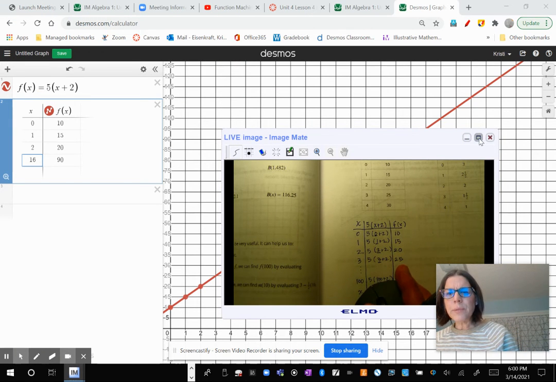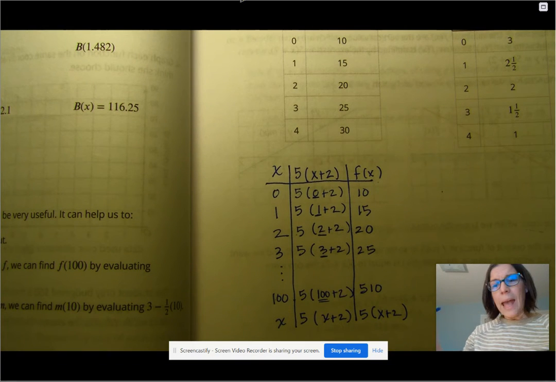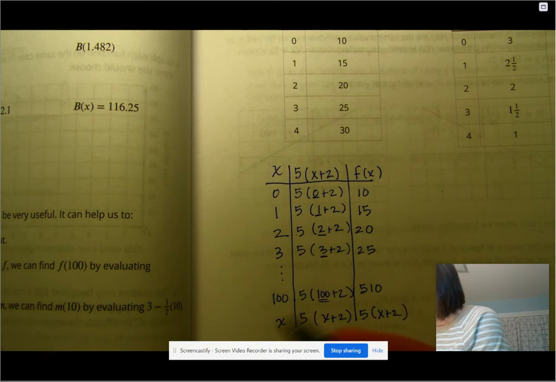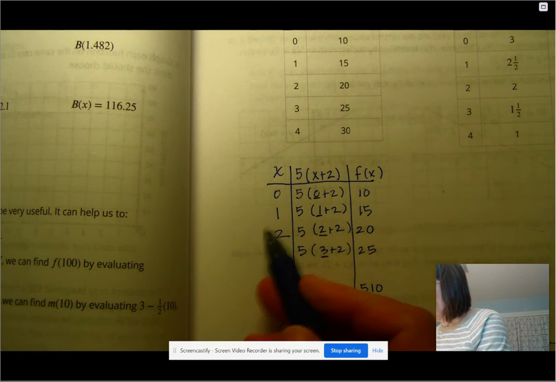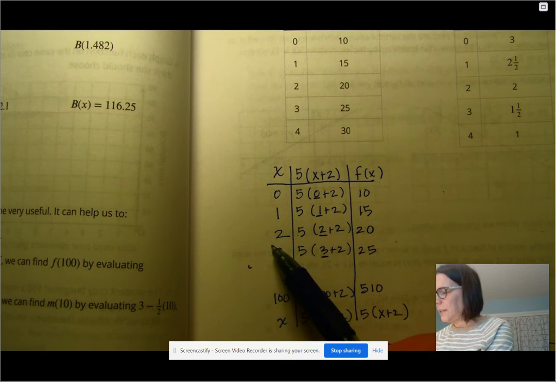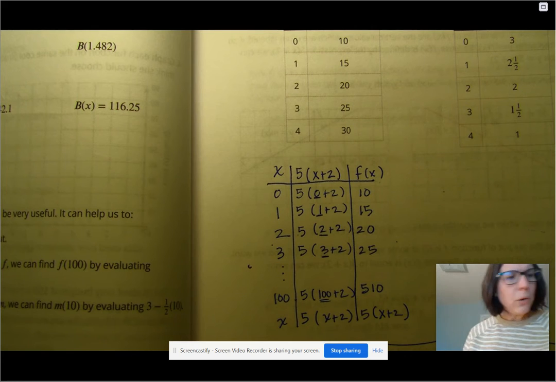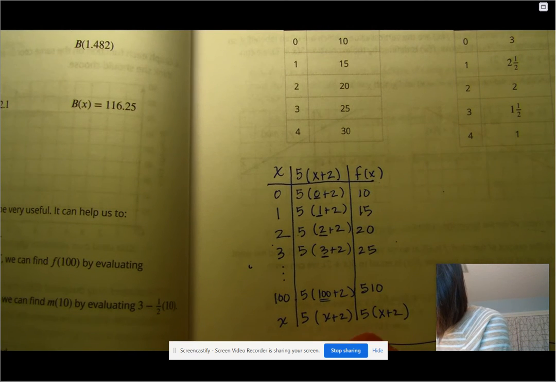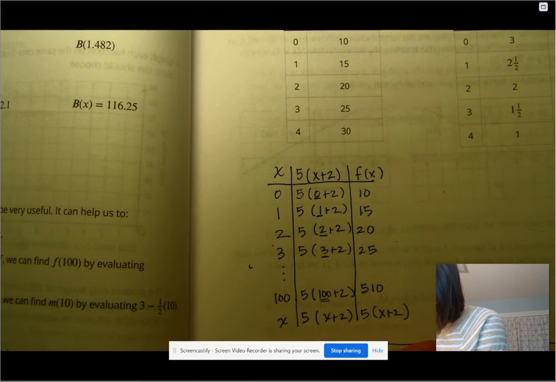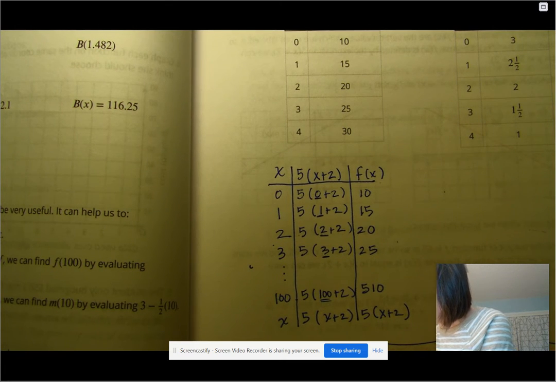You also can sometimes know what the output will be, and then it will ask you what the input is. So maybe this is where they gave you x and asked for f of x. So they gave you the input and asked for the output. Okay. So what if they tell you instead, well, f of x equals 60. What must x be to make that true?